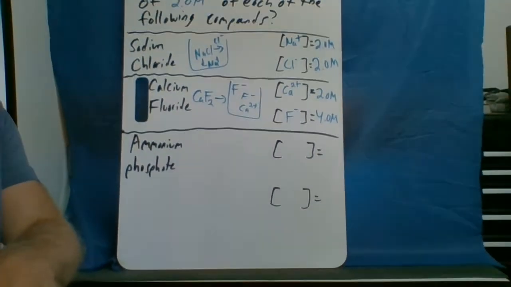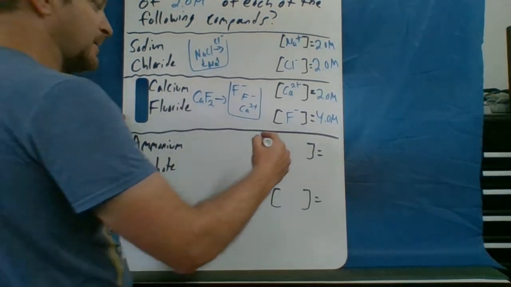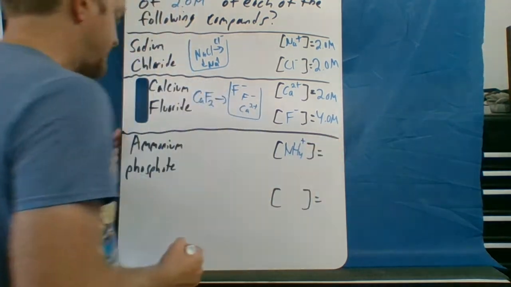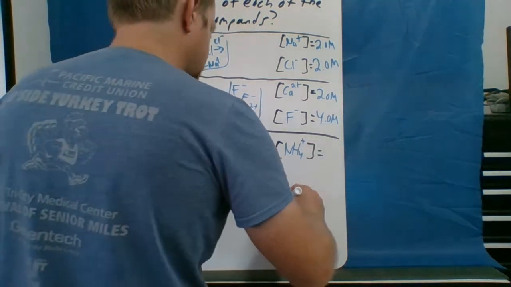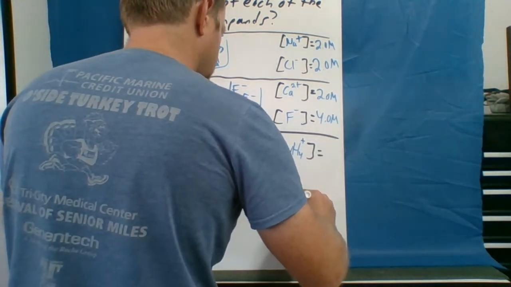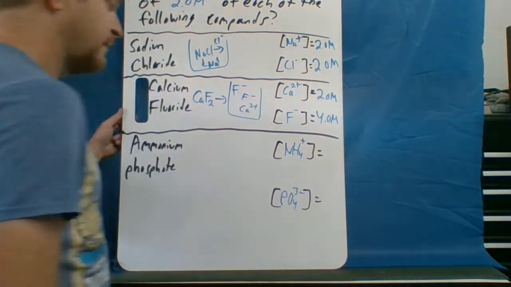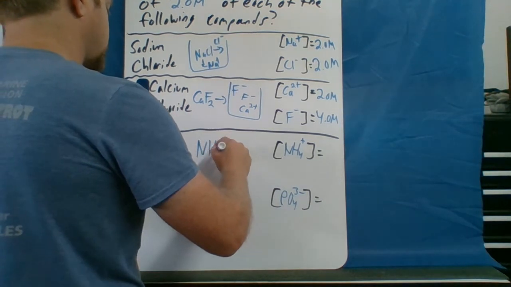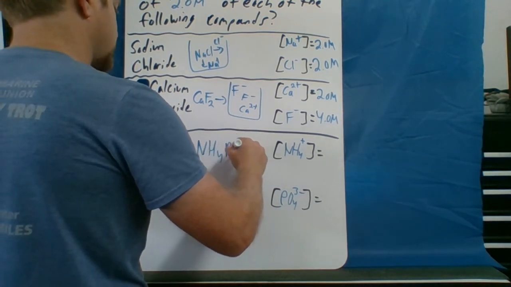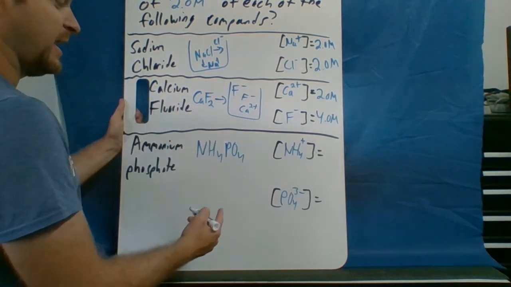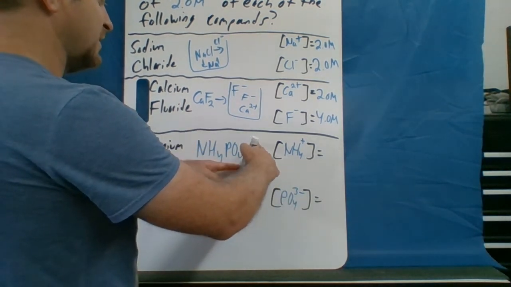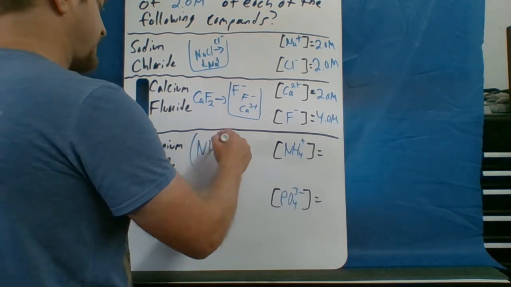Ammonium phosphate. Ammonium. And then phosphate. So when I put them together, NH4, PO4. Okay, and I'm doing the switch, I switch the charges, so +1, 3.